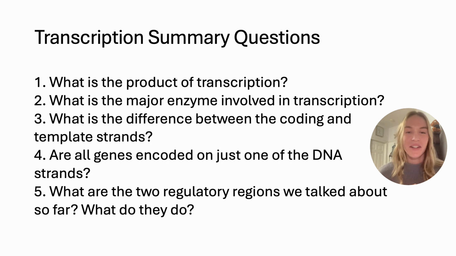And then the last one here, what are the 2 regulatory regions that we've talked about so far? Well, one of them is the promoter region. The promoter is going to tell RNA polymerase where to bind. And then the terminator region, which is going to tell RNA polymerase where to fall off.